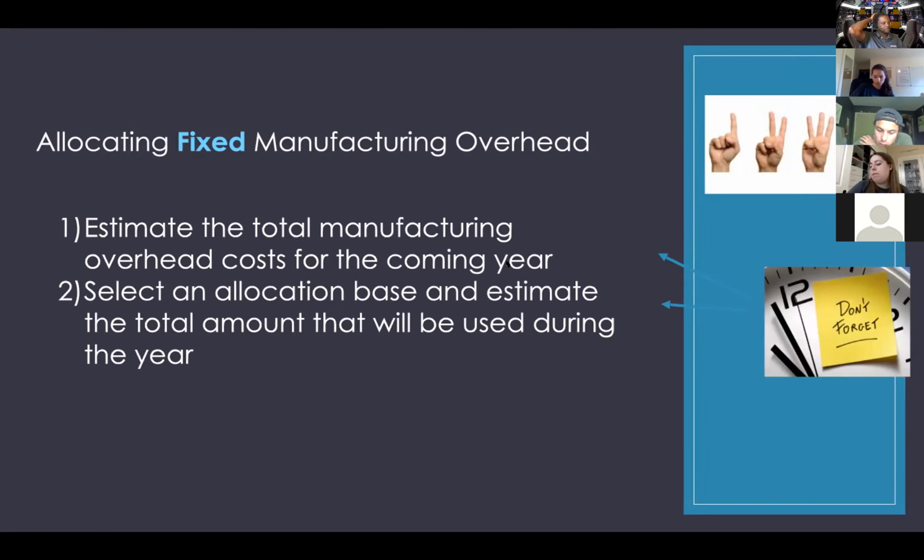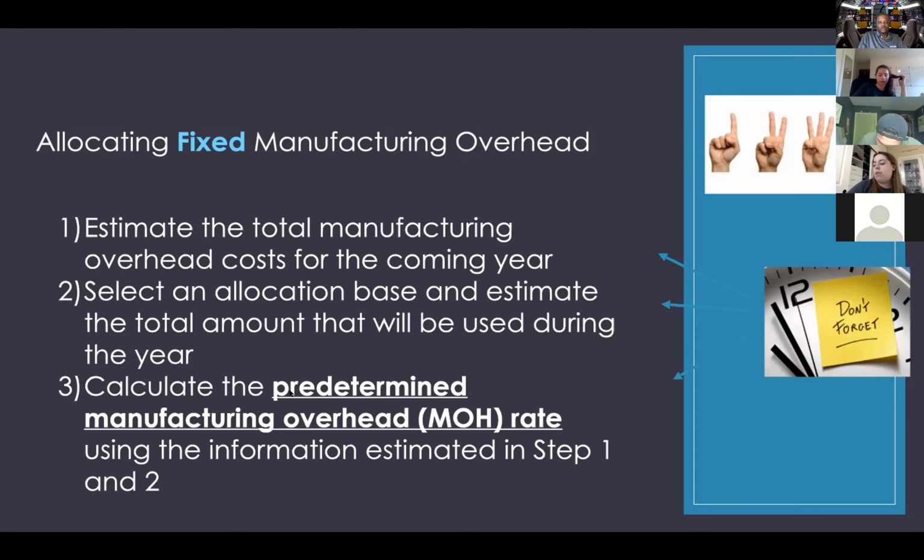And keep in mind, you can use the same allocation base or you can use a different allocation base. There's nothing saying that you have to use the same base between your variable and your fixed. The third one is that you're going to calculate your predetermined fixed manufacturing overhead rate by dividing your total manufacturing fixed overhead cost by your estimated allocation base, your cost driver.